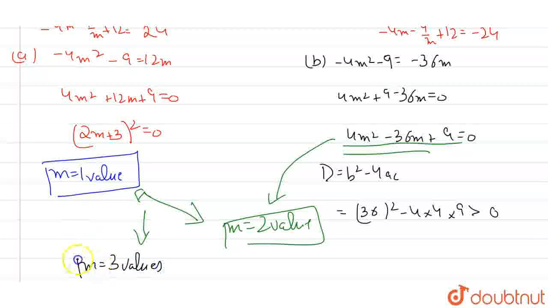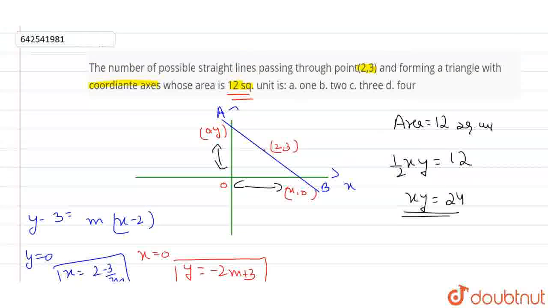So we can say that basically three lines can be formed using this point (2, 3) for the triangle which is having an area of 12 square units. So the correct possible number of straight lines should be what? 3 lines. So option 3 is the correct answer.